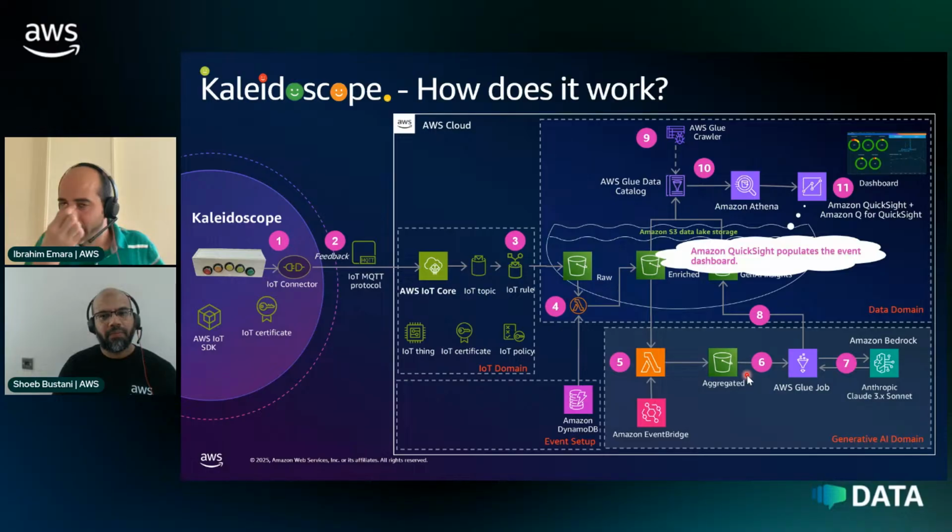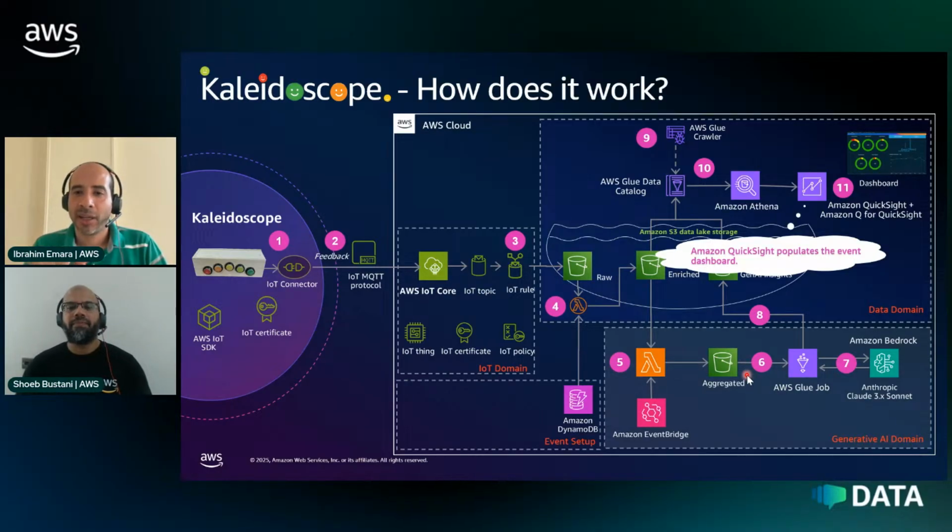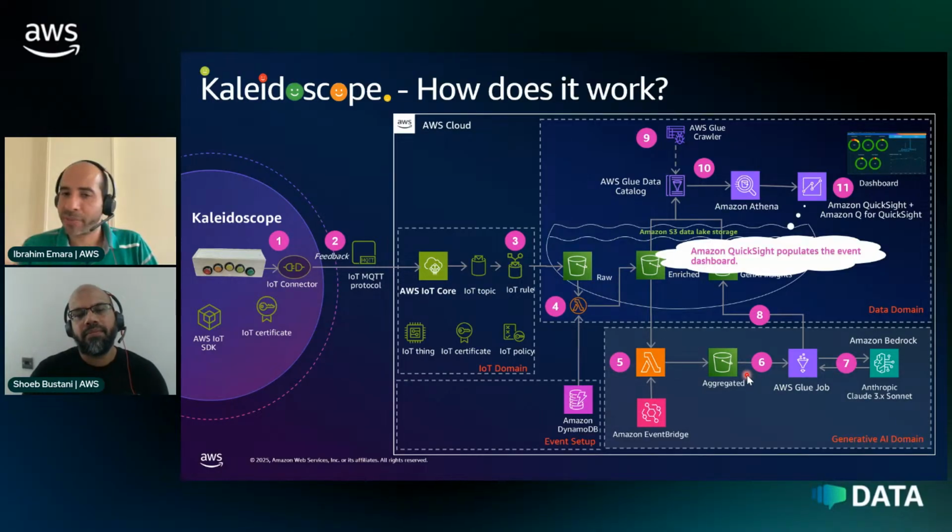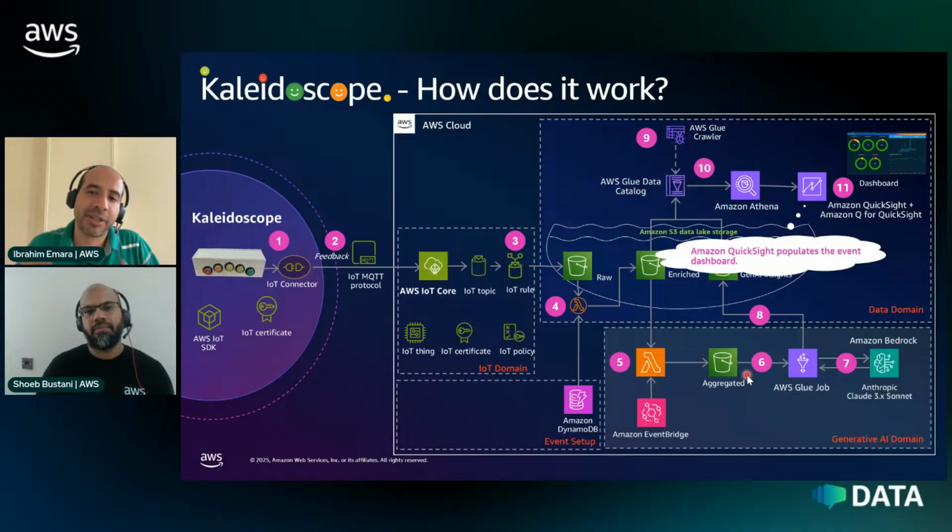Yeah, I was going to mention that. In this case, as a customer, depending on the use case itself and the complexity of the data that you are collecting, you can choose whether you act directly on the enriched data without going through the generative AI part of it. And then you use QuickSight to visualize the data, and also, as you mentioned, Amazon Q can give even more capabilities than that.